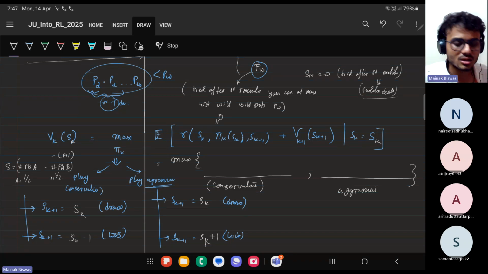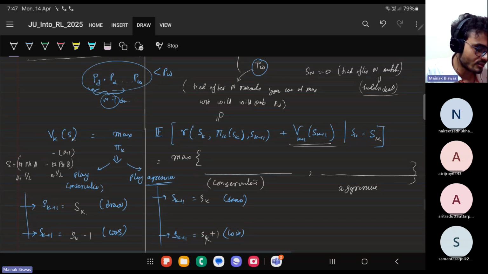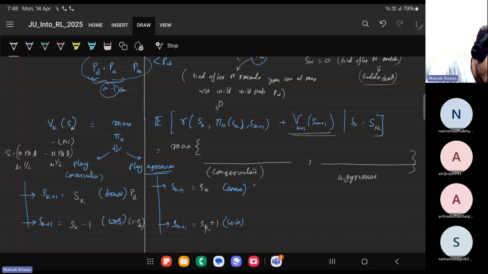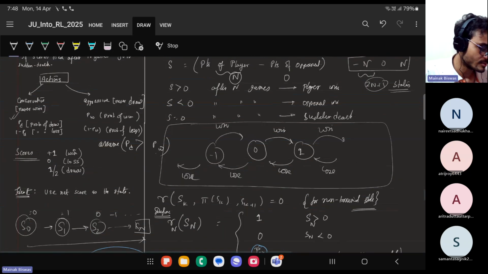Not difficult at all. What are the two outcomes possible if you play conservative? It's the expected value of the two outcomes, right? This is with probability PD, 1 minus PD. This is with probability PW, 1 minus PW. One thing, why did you consider only loss? We have won also. In conservative, there is no win. You never win.